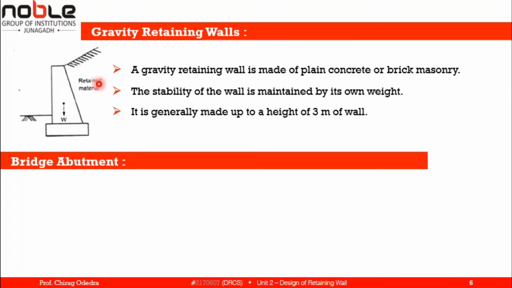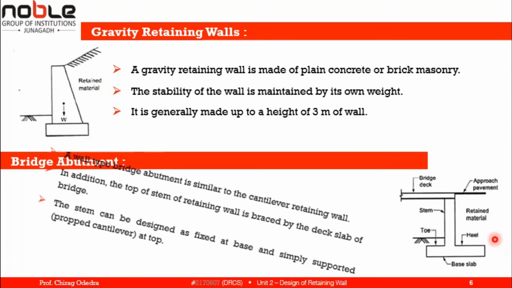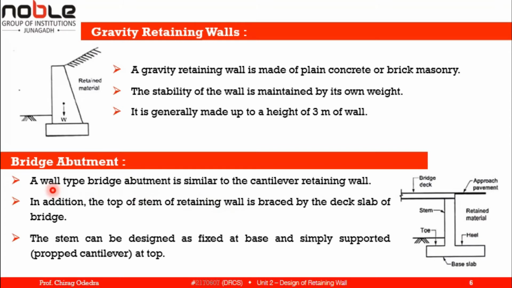Second one is bridge abutment. This type of retaining wall, a wall type of bridge abutment, is similar to the cantilever retaining wall. The only difference is the top of stem of the retaining wall is braced by a deck slab of the bridge. In case of a cantilever retaining wall, this bridge deck is not there, so this stem will be cantilever, and this retained material applies the load to the stem and it will act as a cantilever.